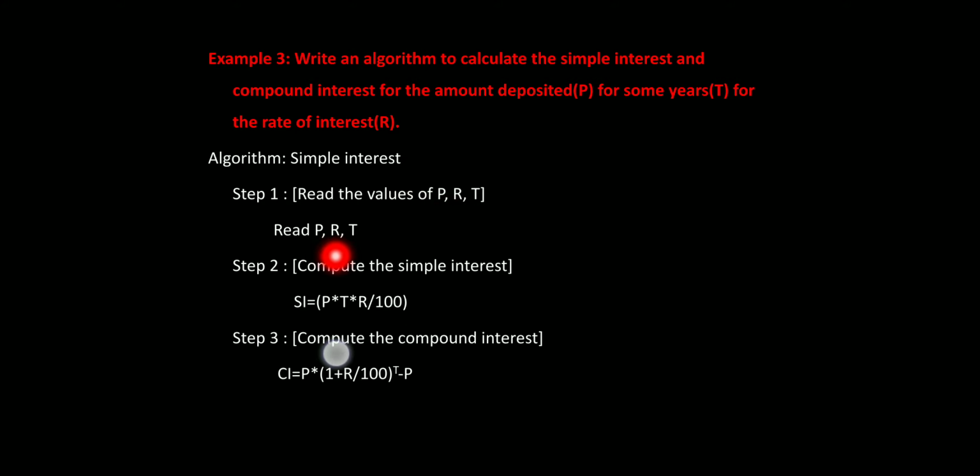Here, read P, R, T. In the second step, compute the simple interest with the help of this formula, P into T into R divided by 100. In the third step, compute the compound interest with the help of P into square bracket of 1 plus R divided by 100 raised to T, minus P. This is the formula for compound interest.